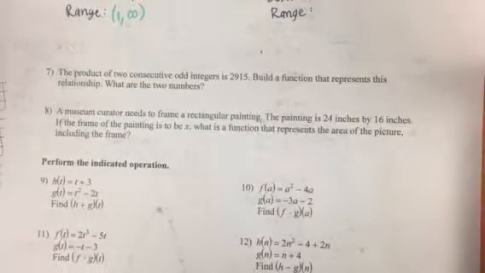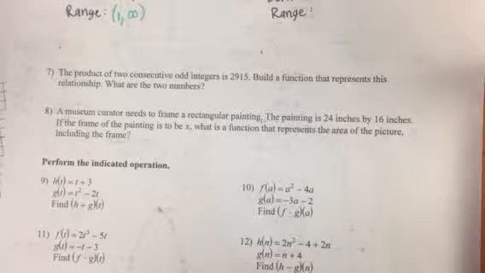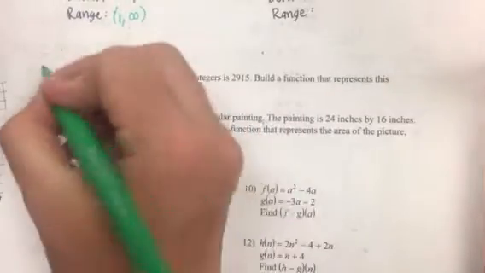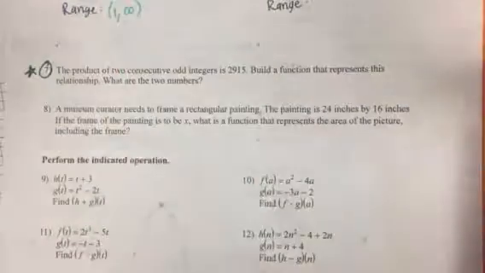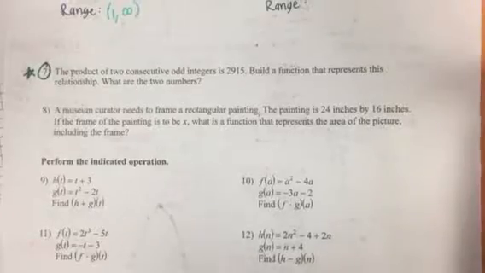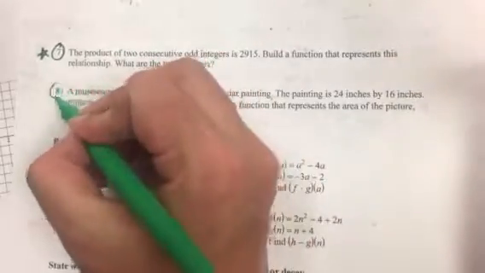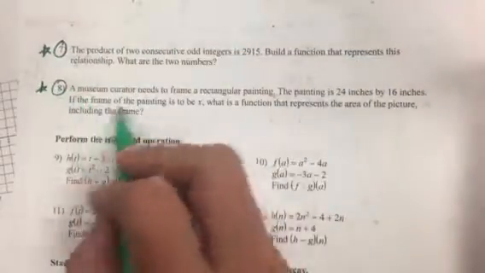Alright, 7. The product of two consecutive odd integers is 2,915. Build a function that represents this relationship. What are the two numbers? This one is the same question that's on your homework, so I'm going to let you try that one on your own. Same thing for this one. I'm going to give you a hint for this one though.